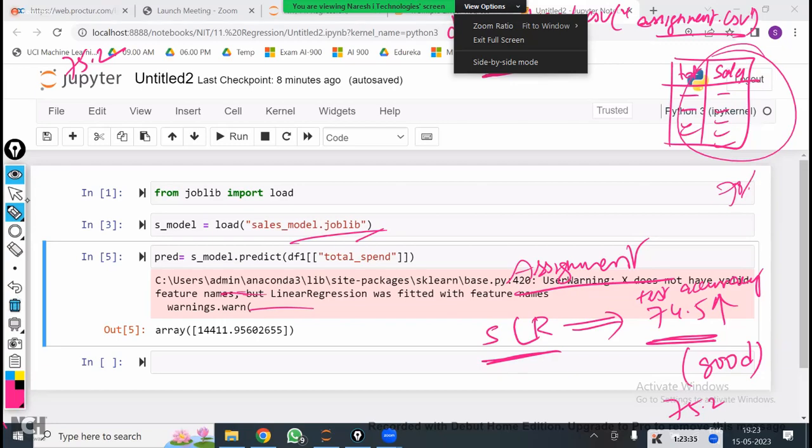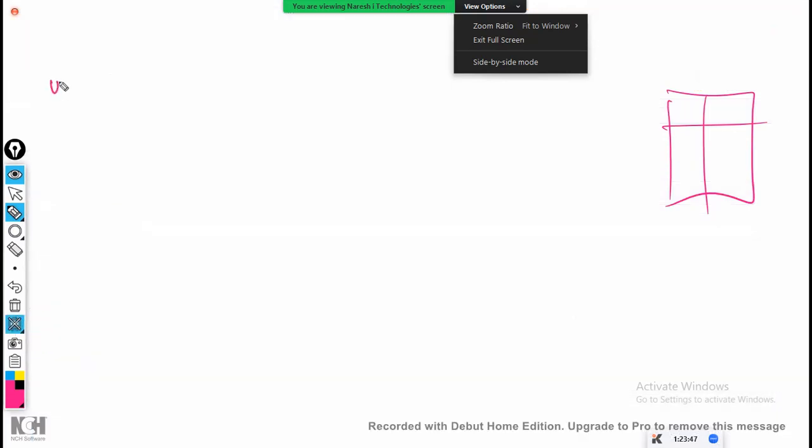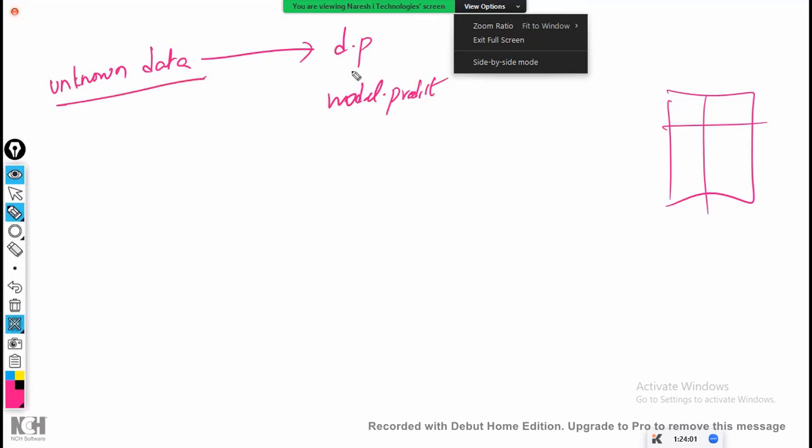So here, whatever type of data pre-processing you have done on your data set, you have to save that data pre-processing also. For unknown data, if you want to predict, first data pre-processing has to be done, then we apply model.predict. We can't predict directly on the raw data. On that clean data only, we can apply model.predict.